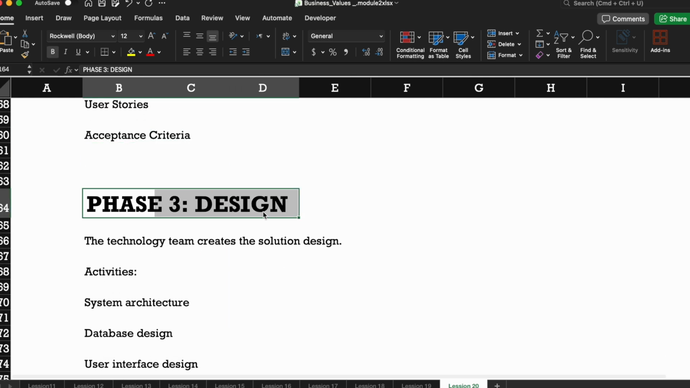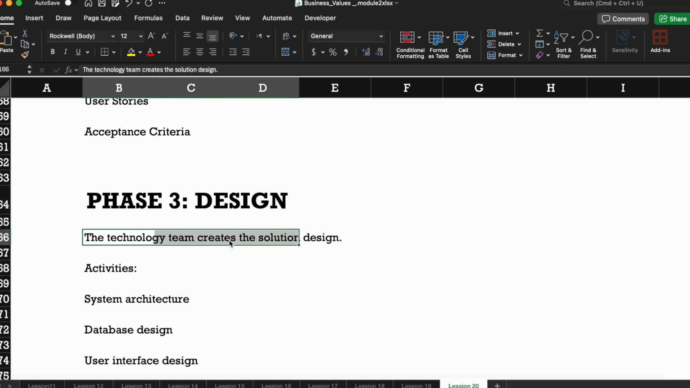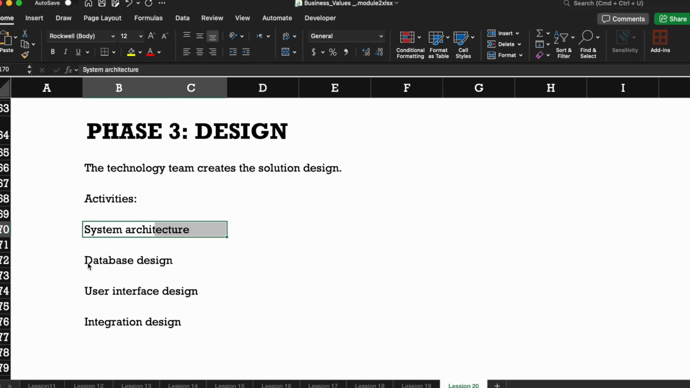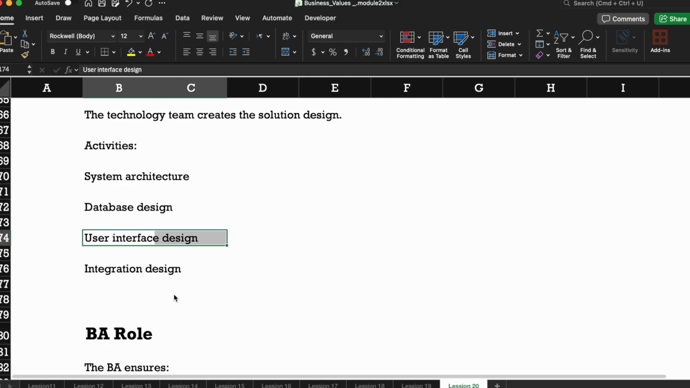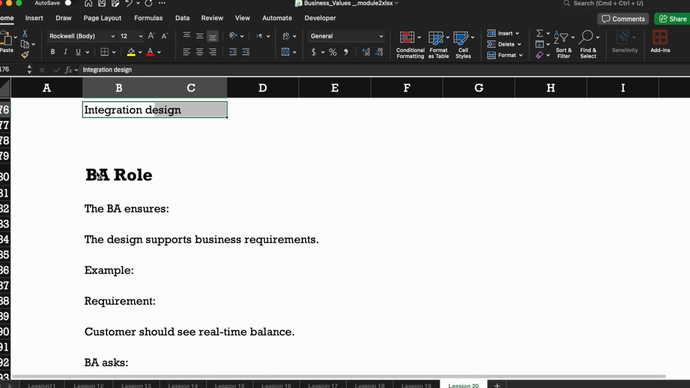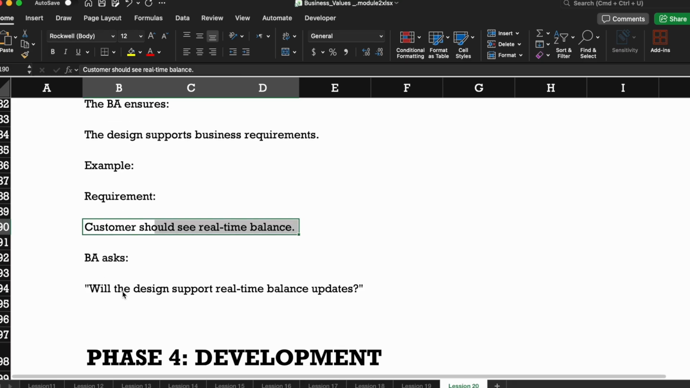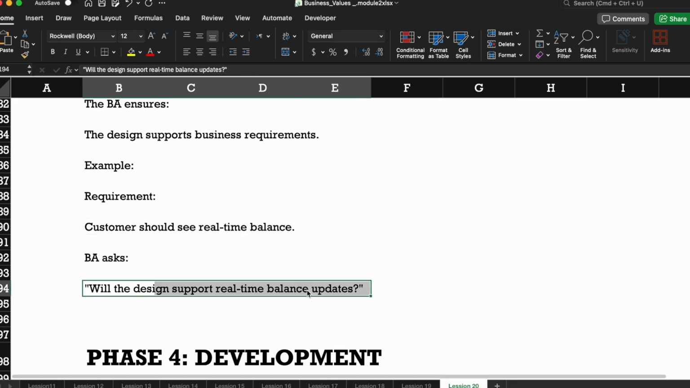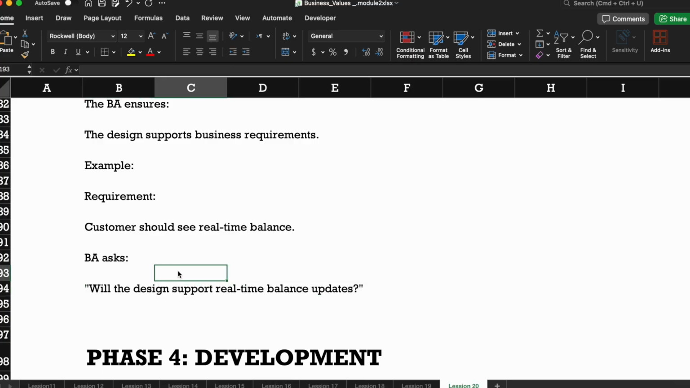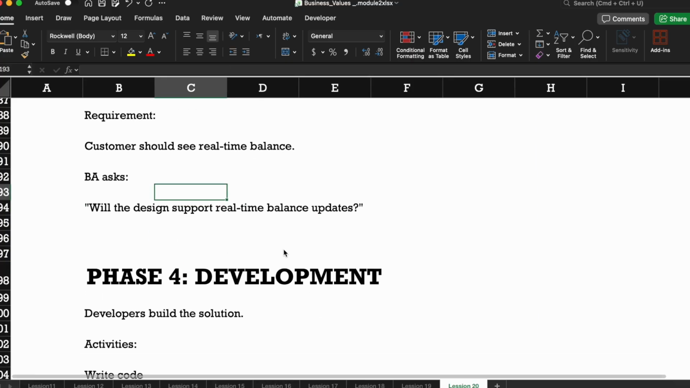Phase number 3, design. The technology team creates the solution design. Activities: system architecture, database design, user interface design, integration design. So the BA role: the BA ensures the design supports the business requirements. Example: requirement: customers should see real-time balance. The BA asks, will this design support real-time balance updates? So that's a BA question.